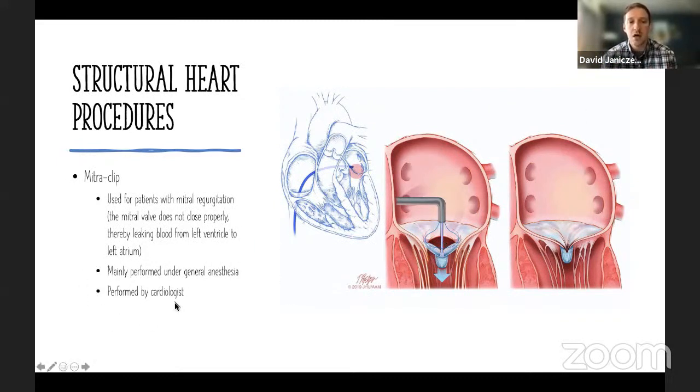Once again, this is performed by a cardiologist, and these procedures are performed under general anesthesia for the most part at this point, just because there's a little bit more risk here. It can get a little complicated in some patients. So the patients need to be fully asleep for these procedures at this point.